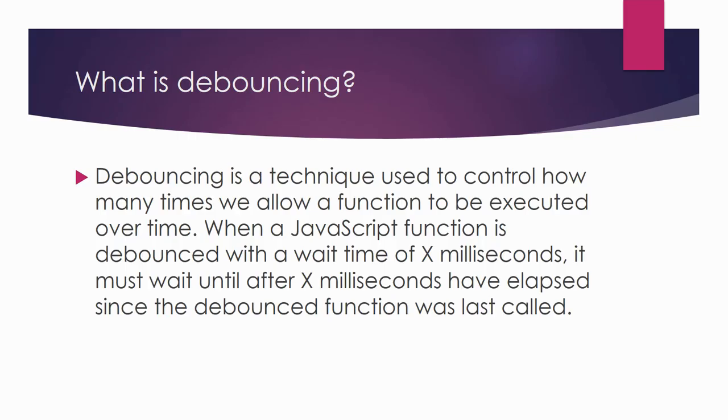So what is debouncing? Debouncing is a technique used to control how many times we allow a function to be executed over time. When a JavaScript function is debounced with a wait time of x milliseconds, it must wait until after x milliseconds have elapsed since the debounced function was last called.